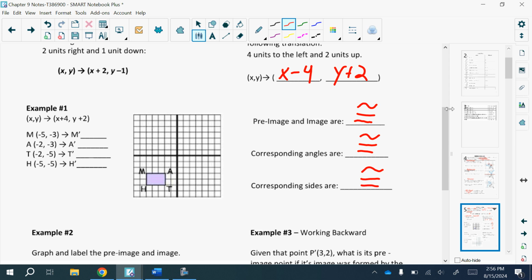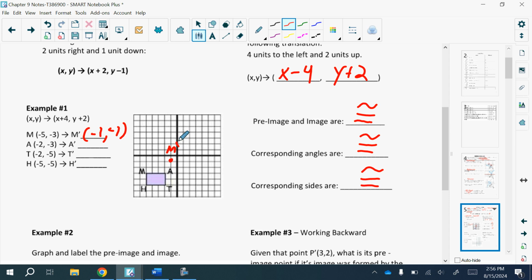So for M, our point was negative 5 comma negative 3. So simply plug your x and y into the rule. So negative 5 plus 4. So let's get this ordered pair ready. Negative 5 plus 4 is negative 1, comma. And then our y coordinate's negative 3. Negative 3 plus 2 is negative 1. So negative 1, negative 1, it's right here. We can put our M prime to indicate the change.